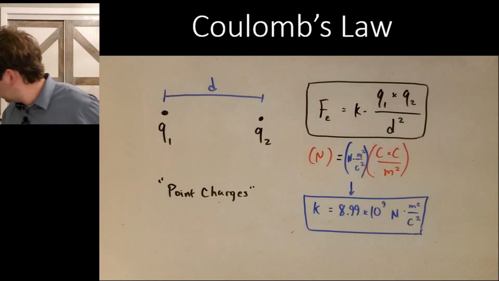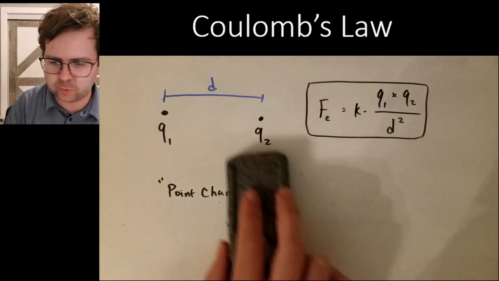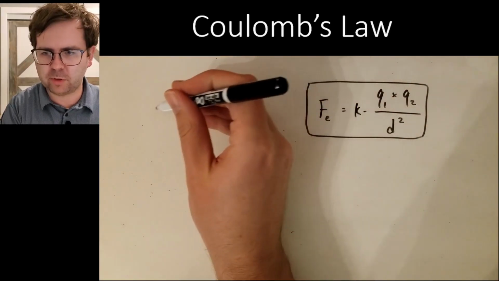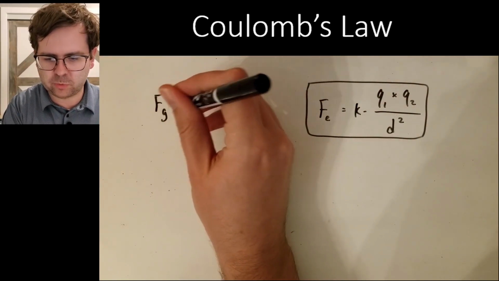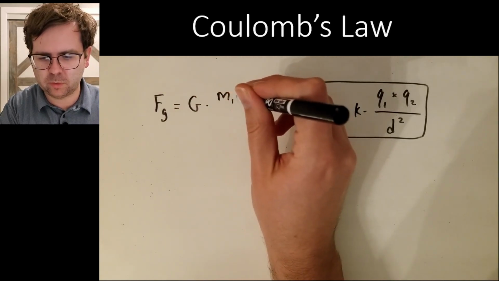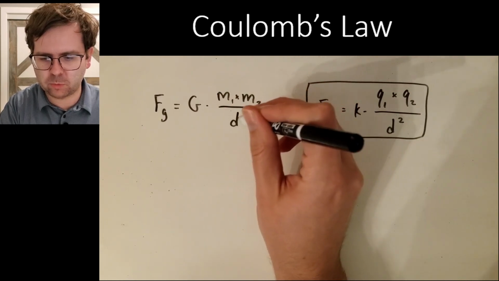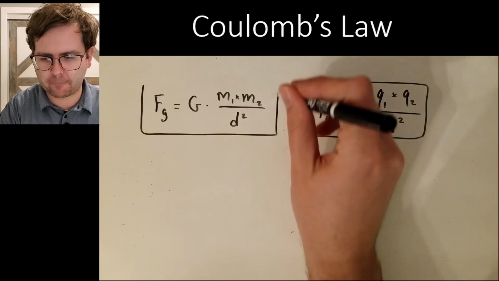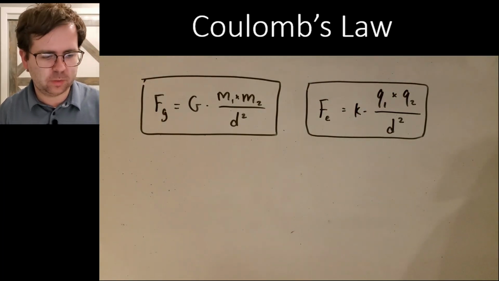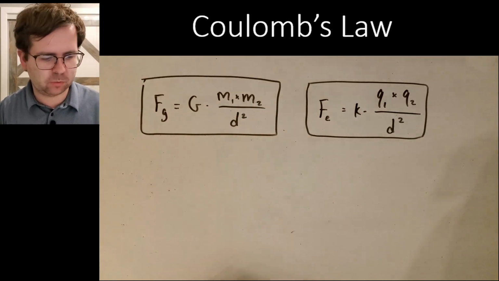So I'm going to erase all this other stuff and get it out of the way because I wanted to show you a comparison between this law and another law, and that is the gravitational force. So the gravitational force between any two objects in space is the mass 1 times mass 2 over distance squared. Now, if you look at these two equations, they're very similar. They have the same kind of layout, and both of them have a different conversion factor.